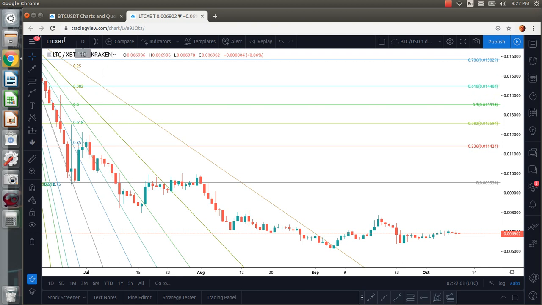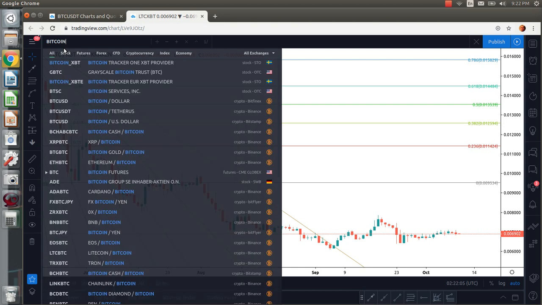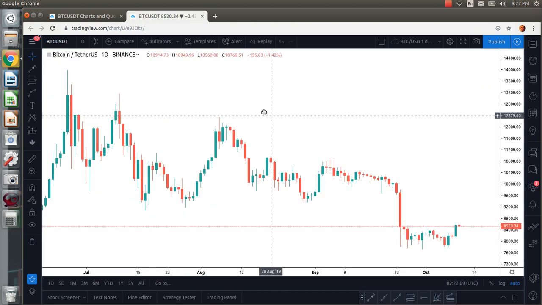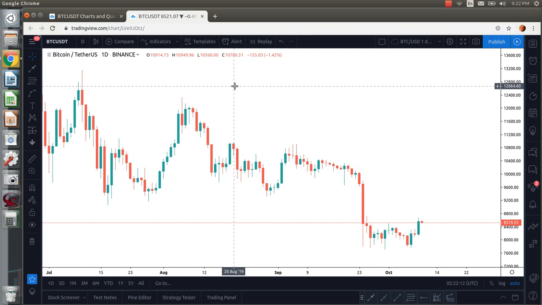So anyways, before we get too confused, I'm going to go back to the old chart I was at, the Bitcoin Tether right here. That's the one I like to use. Like I said, I recommend using the exchange you trade on, whether that's a BitMEX chart or another.